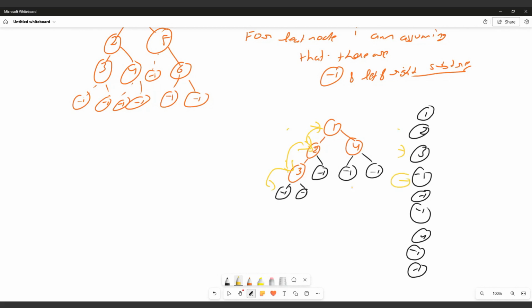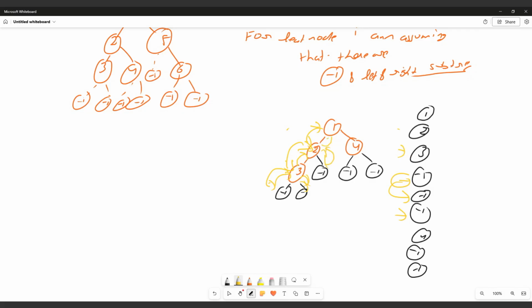I encountered minus 1, which means there is no further left. I come back to 3. Now I would move to the right. Then again I encountered minus 1. What does it mean? There is no right. Okay, then I am going back. Class, now left is covered. Now we are moving to the right side. Again we encountered minus 1, which means there is no right subtree for this 2. So now we are moving back.